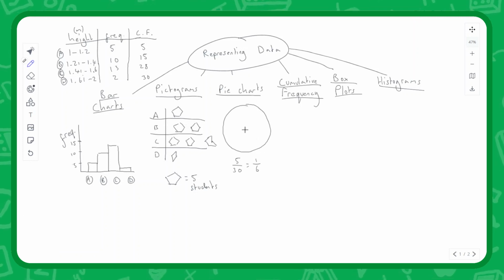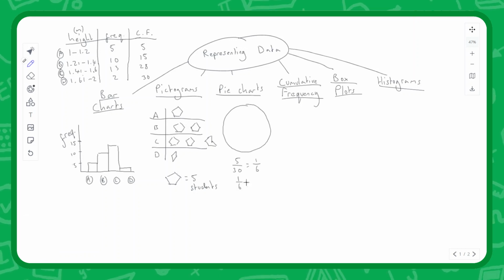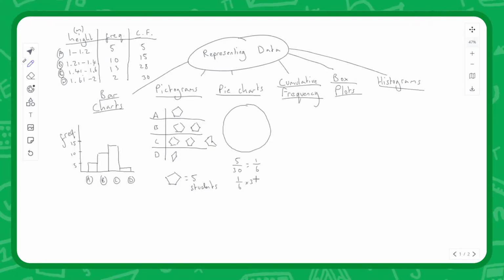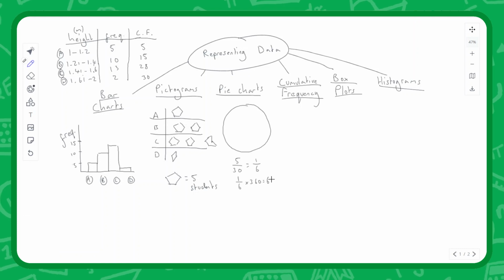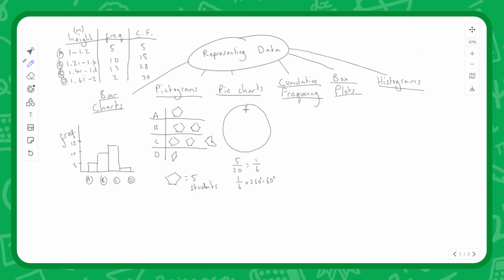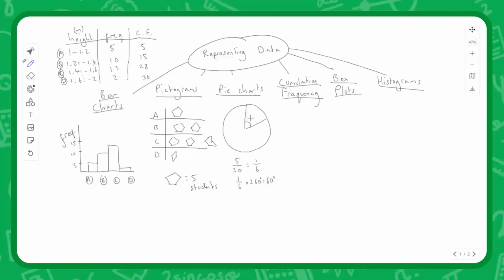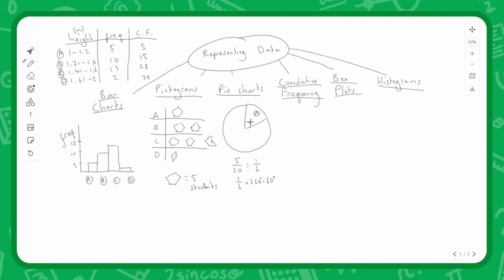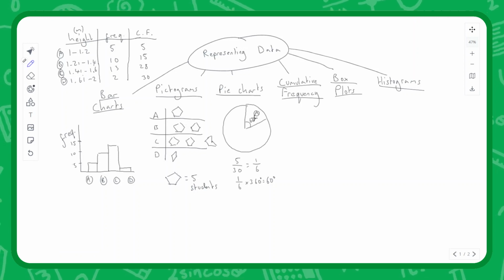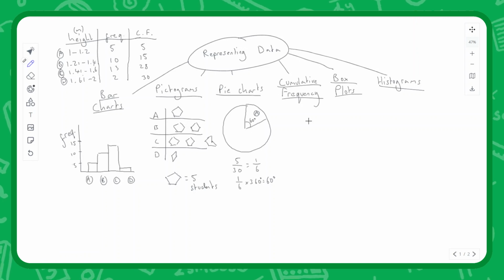Well, the total circle is 360 degrees. And so I just do a sixth times 360. And that gives me 60 degrees. And so if I had my protractor, I'd measure out 60 degrees, and that would be category A. And we do the same thing for all the categories. We'd end up with a full circle and our pie chart.